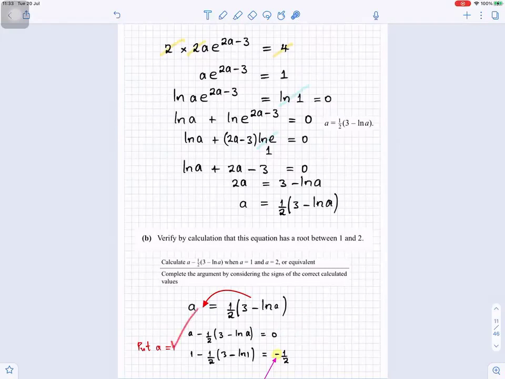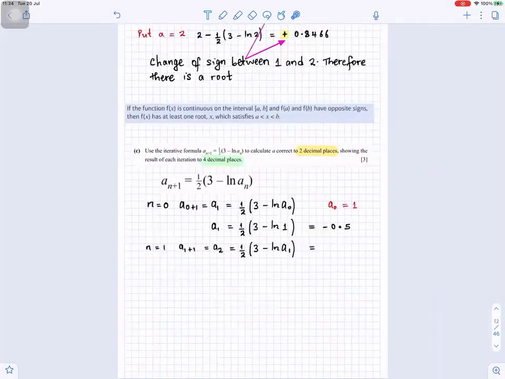Put a equals 1. 1 minus a half bracket 3 minus ln 1. You get minus a half. Remember the sign there is minus. We put a equals 2. 2 minus a half bracket 3 minus ln 2. You get a positive answer, 0.8446. So there is a change of sign between 1 and 2. Therefore, there is a root when there's a change of sign.